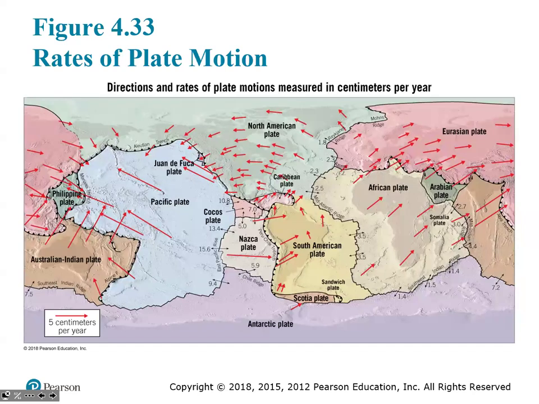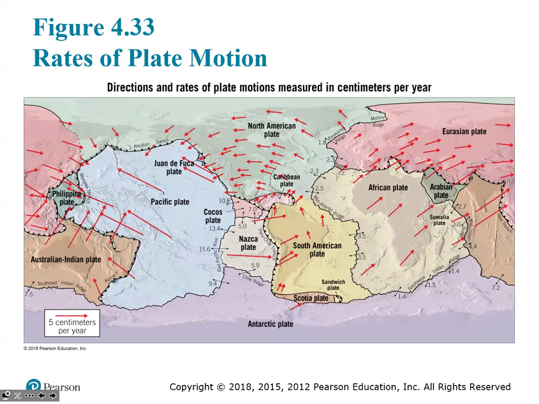The scale is, an arrow of this length is 5 centimeters per year. So much of North America is moving less than 5 centimeters per year. The Atlantic Ocean is opening at something like around 2 centimeters a year. It's more down in the southern Atlantic.